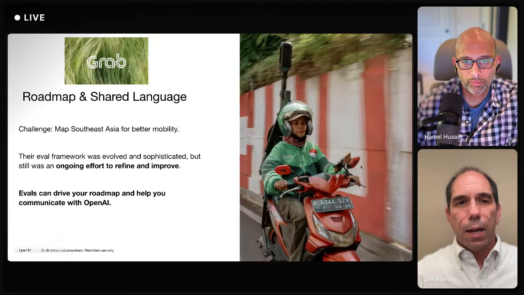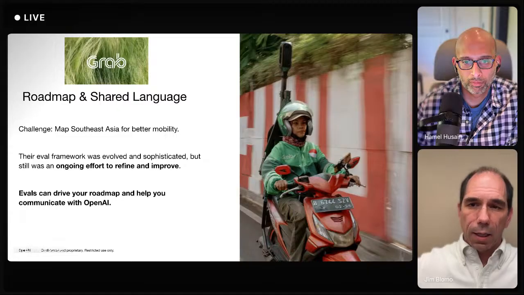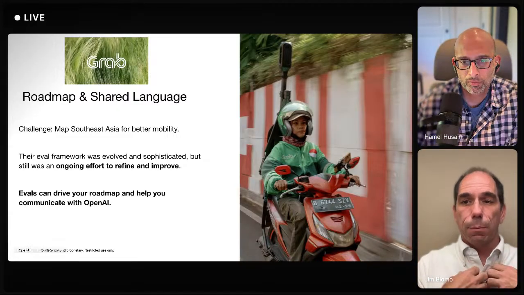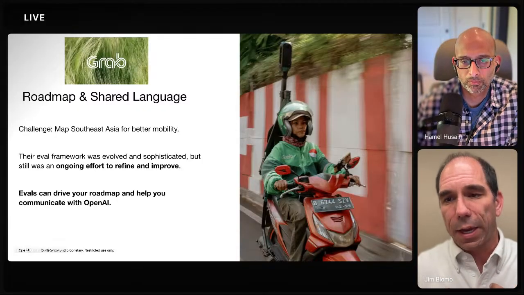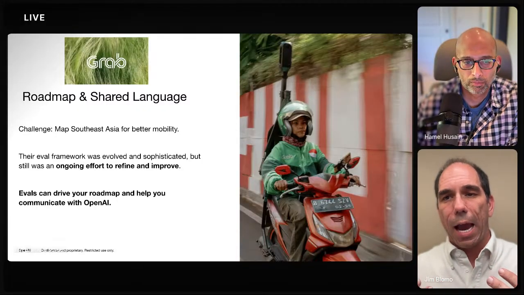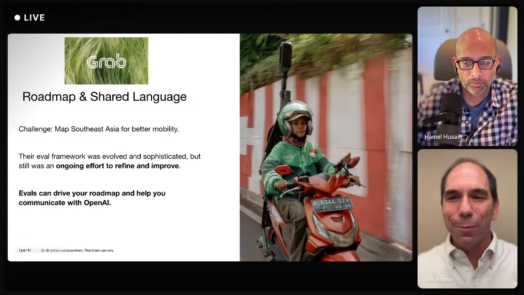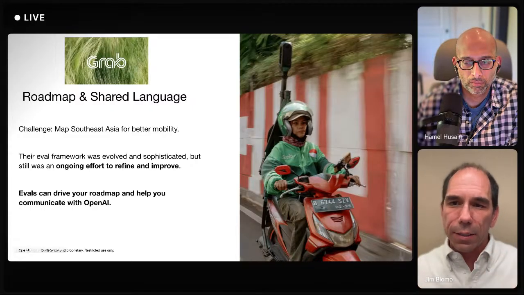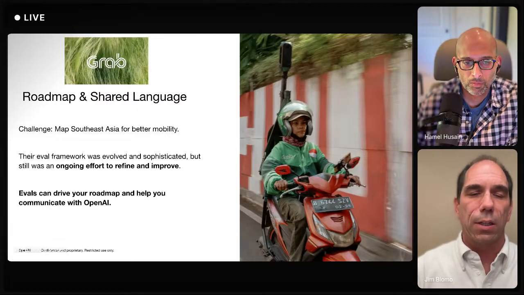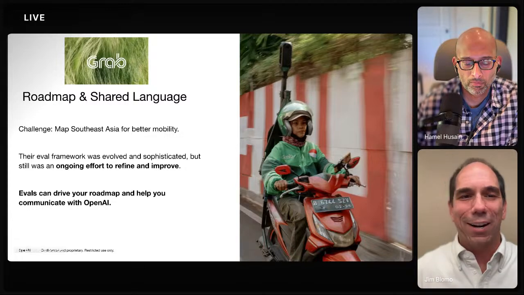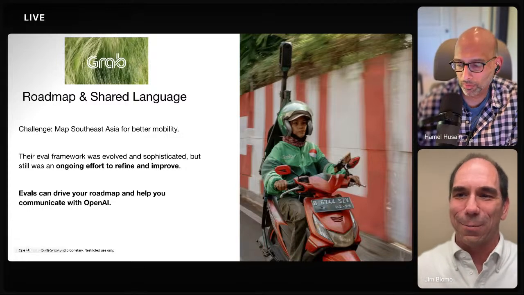I think that's an important aspect of evals: as you scale up the eval capabilities, being able to communicate with companies like OpenAI on where the gaps are, that is the lingua franca across different teams, especially research teams. When you ask the research team for help in a certain area, the first question you get is, where are the evals?